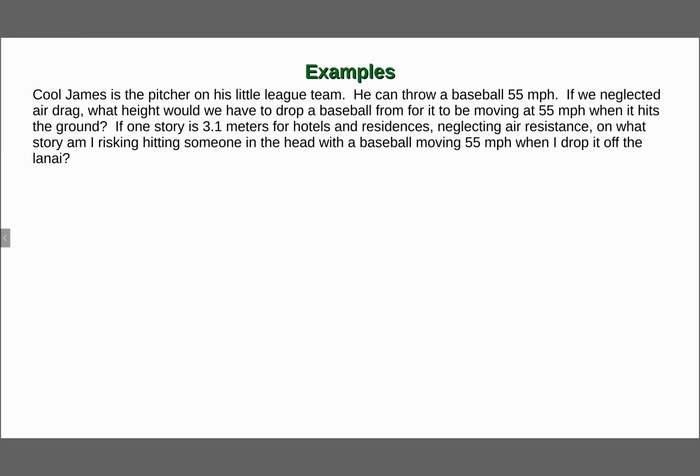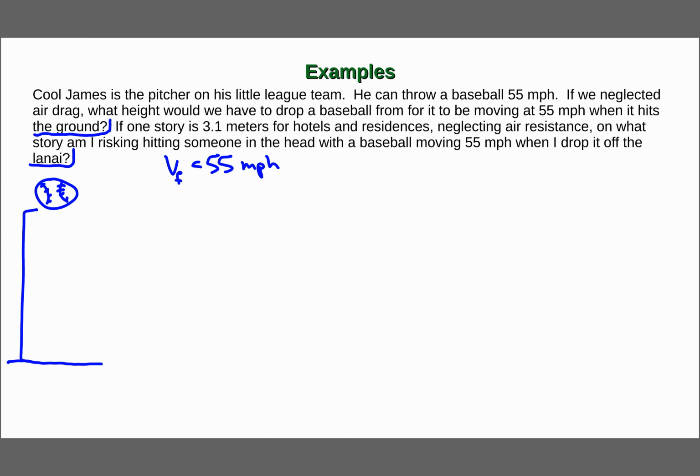So this one is two parts. This first part is one problem, and then the second part is a little tag question like we had with Jim Bob, where we answered the thing, and then we have the tag question, how fast is he going at the end of a half mile? So the first part, I have a baseball, and I'm going to drop it some distance where it hits the ground. And when it hits the ground, we know that V final equals 55 miles per hour.